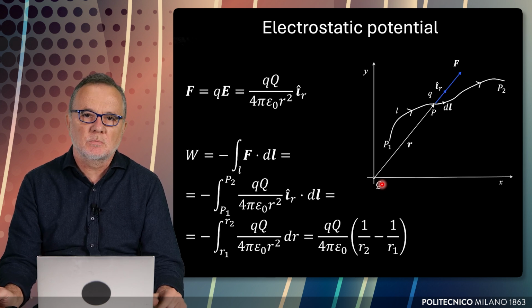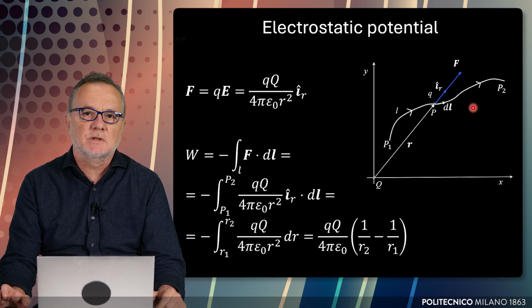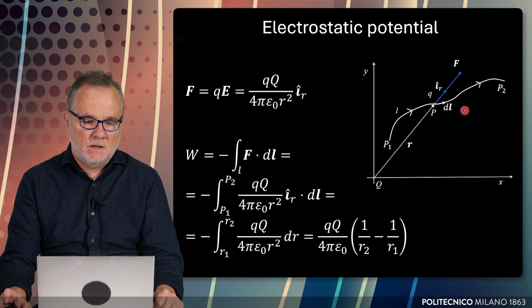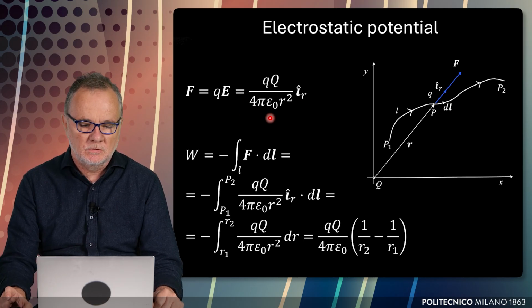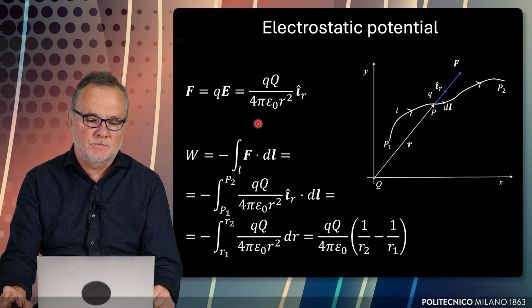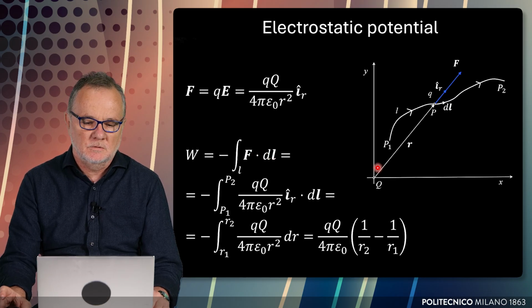Then we consider a probe charge, lowercase q, and we move this probe charge from a point P1 to a point P2 in the electric field produced by capital Q. And we compute for this reason the work done by the forces, and particularly the work done against the forces, so the negative of the line integral of the force along the path that we describe when we move the charge from P1 to P2.